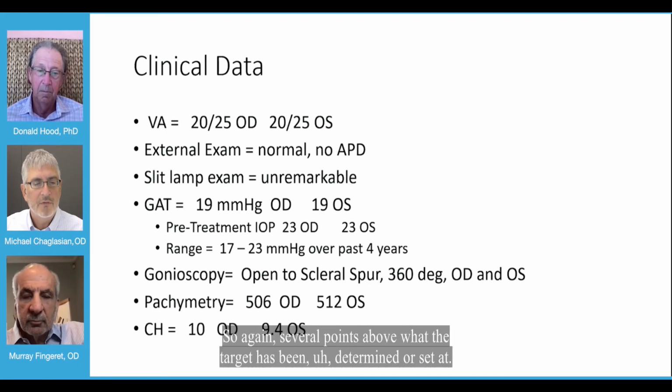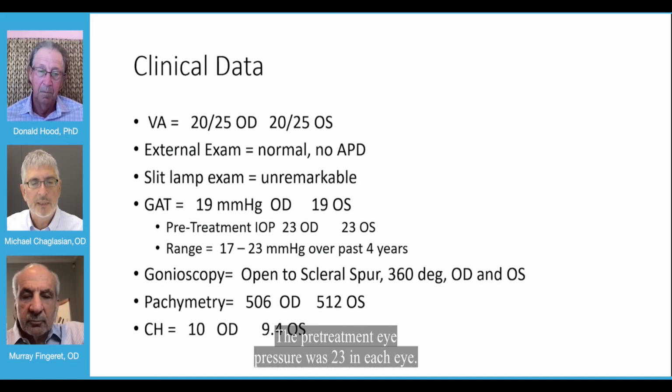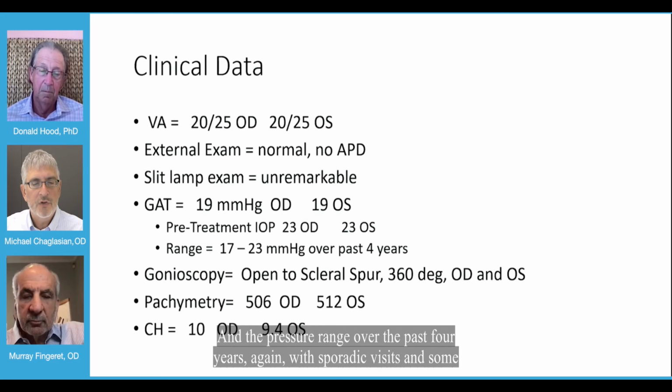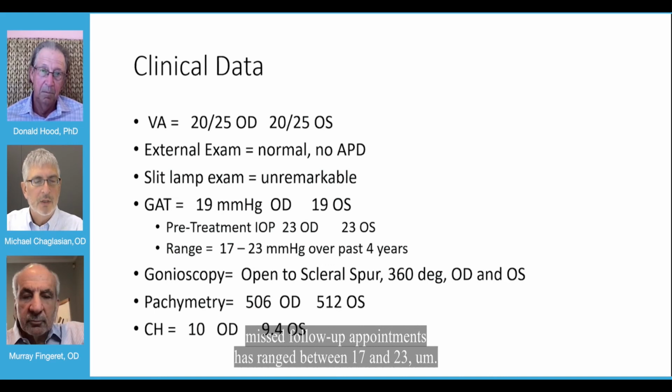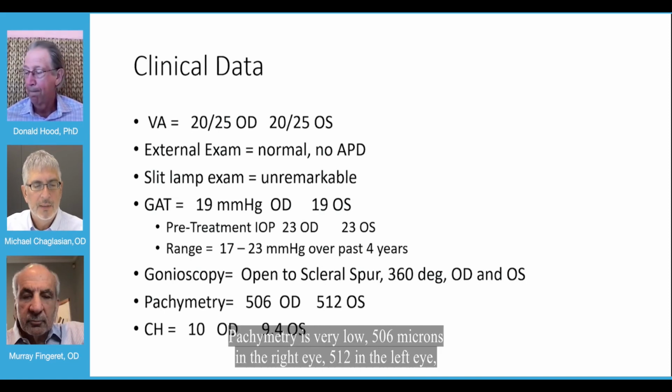So again, several points above what the target has been determined or set at. The pre-treatment eye pressure was 23 in each eye. And the pressure range over the past 4 years, again with sporadic visits and some missed follow-up appointments, has ranged between 17 and 23. Gonioscopy is open to scleral spur in each eye.